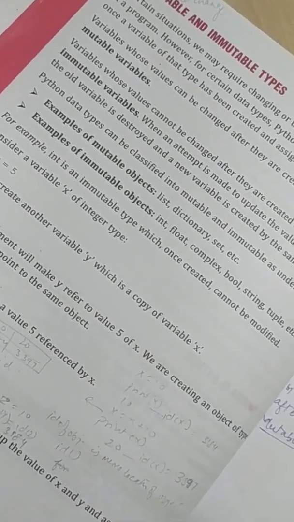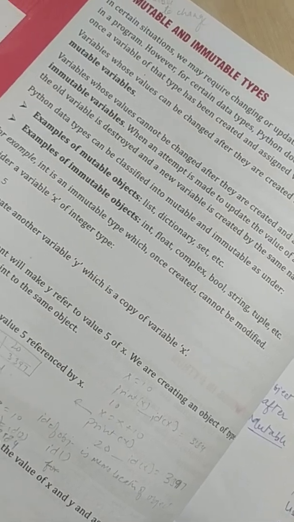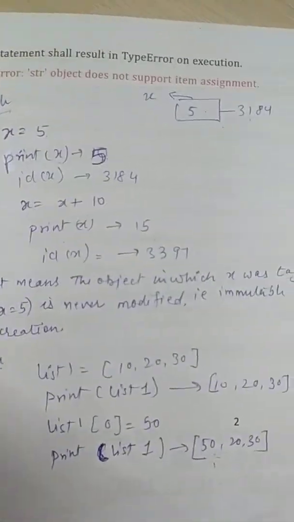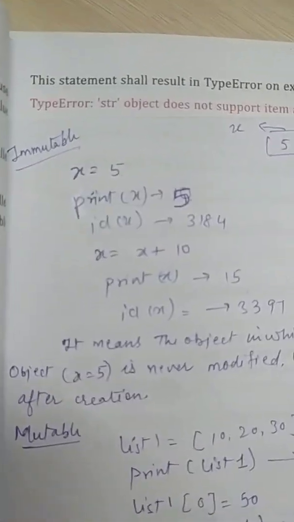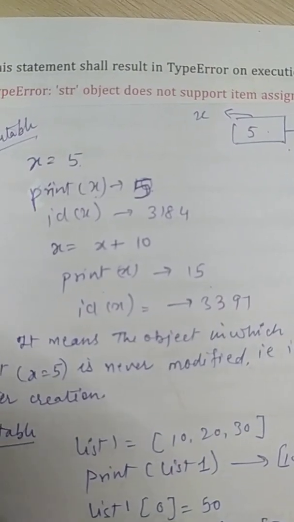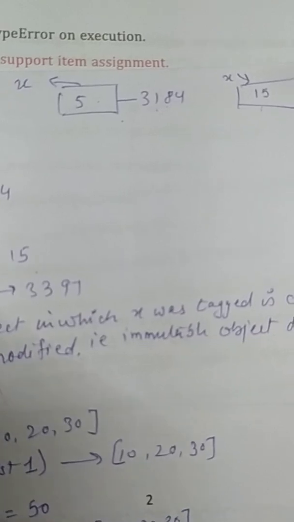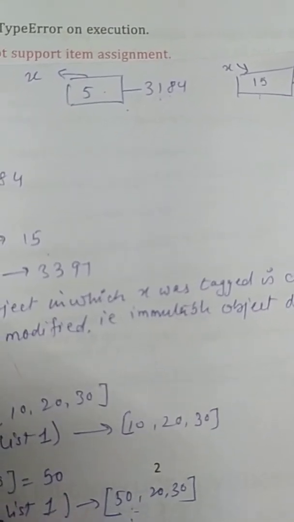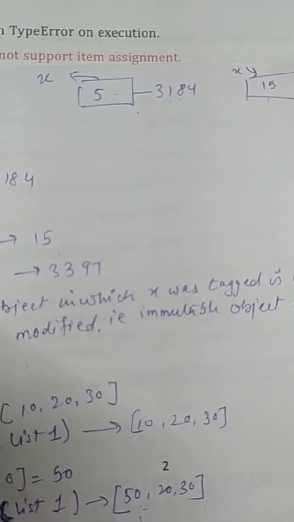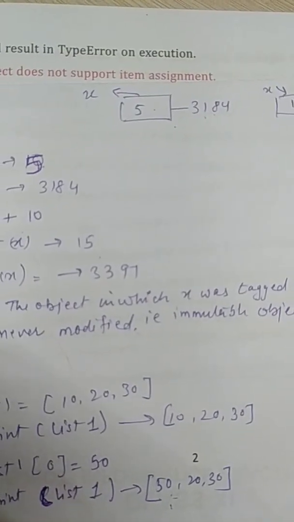The examples are: mutables are list, dictionary and set. Immutables are int, float, complex, bool, string and tuple. So let's say I have taken an immutable variable, an integer, x equals 5. How do we represent it in memory? Like this, right? 3184 is the ID or the address of the variable x, which is storing 5 right now.